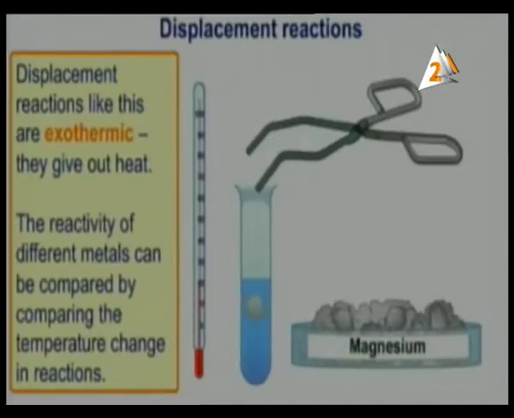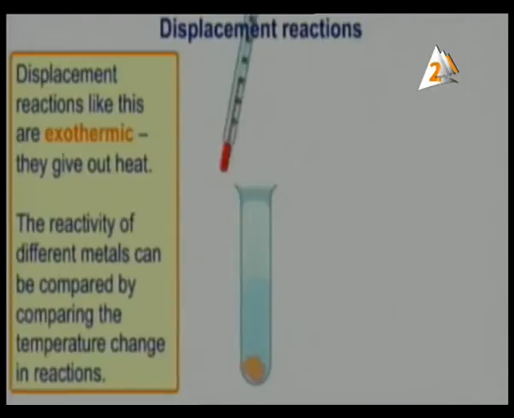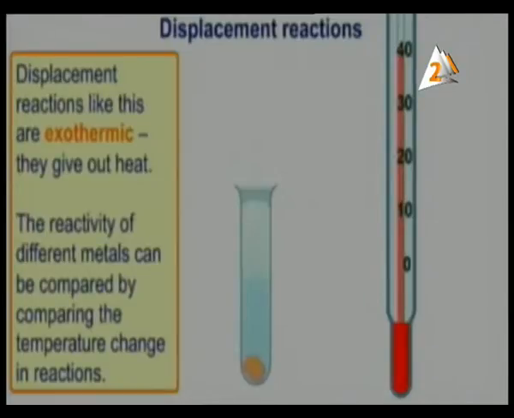When you add pieces of magnesium again to the solution, notice what happened in this reaction. We wait, add a thermometer, and the temperature increases. It will be 40. What does this mean? This means the reactivity of different metals can be compared by comparing the temperature change in the reaction. Why? Because different materials give different temperatures in exothermic or endothermic reactions. Here it is exothermic because the temperature increases, so this reaction is followed by generation of heat.